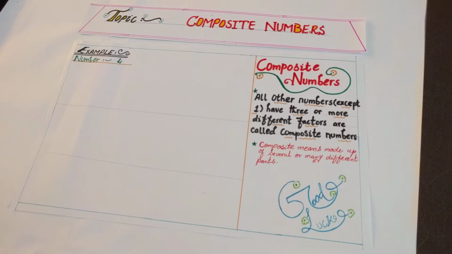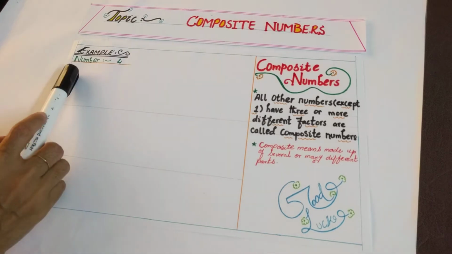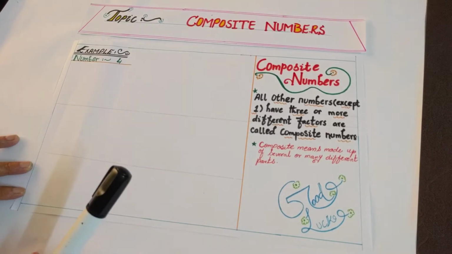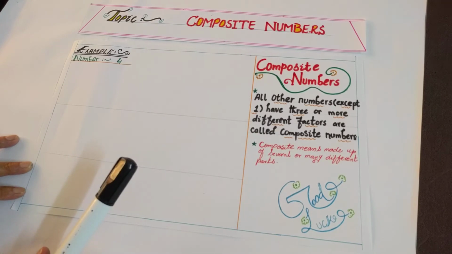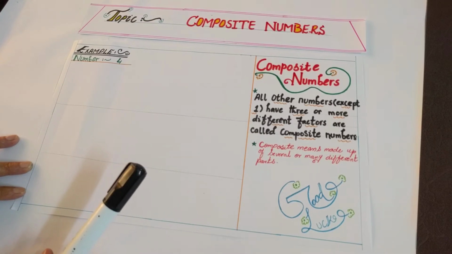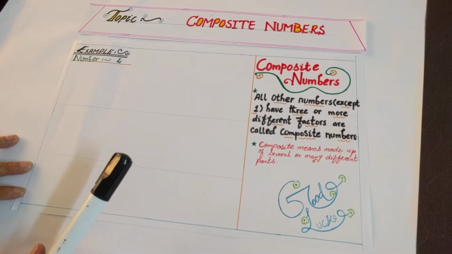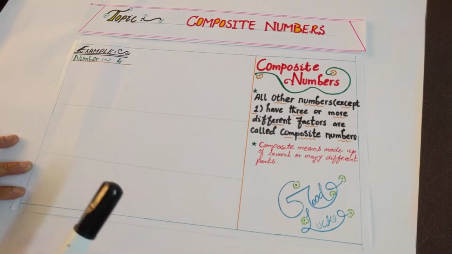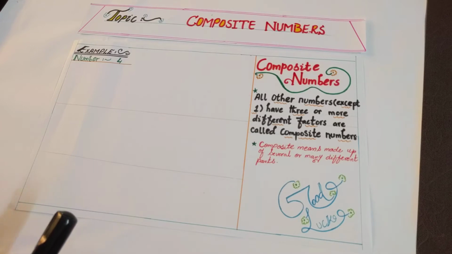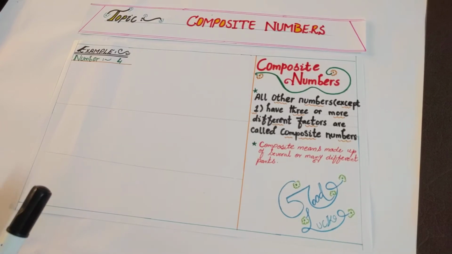In this example we will check different numbers, how those numbers are composite numbers, how you can check whether the number is composite or not. In this example I am going to take the number 4, as 1 is not the prime number. 1 is neither the prime number nor the composite number. 2 is the smallest prime number. 3 is also the prime number. So here I am going to check the number 4.